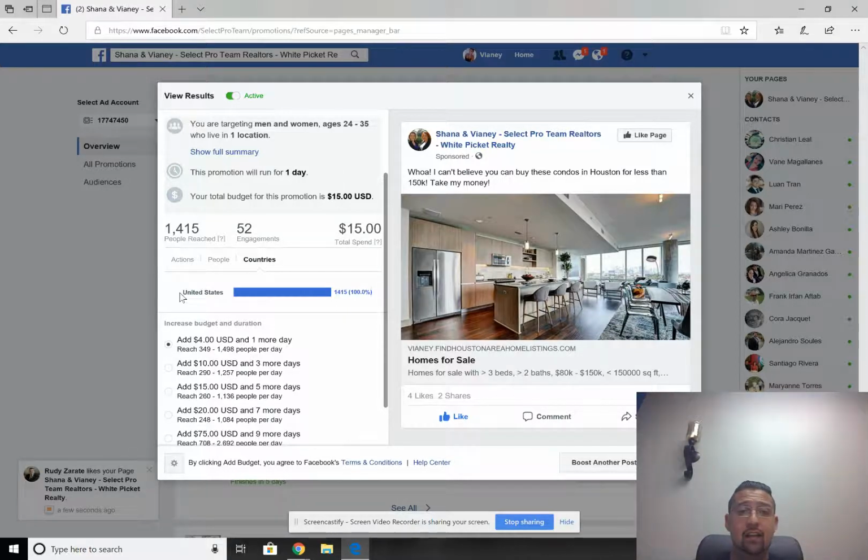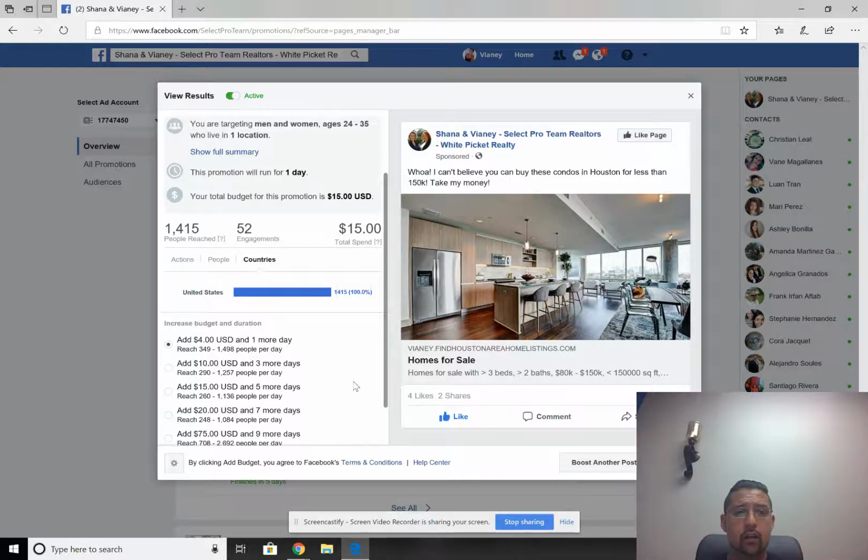That tells us that the United States is where our ad ran, obviously, and all of the people we reached were in the United States. So we were not showing up for people in India or Indonesia or in other countries like China, where they have these click farms that are wasting your money.